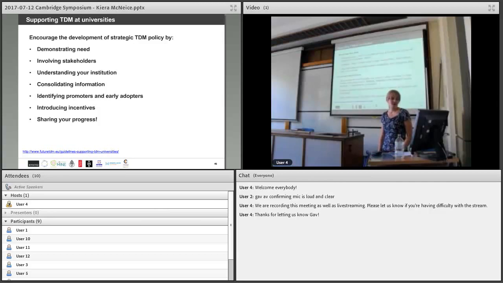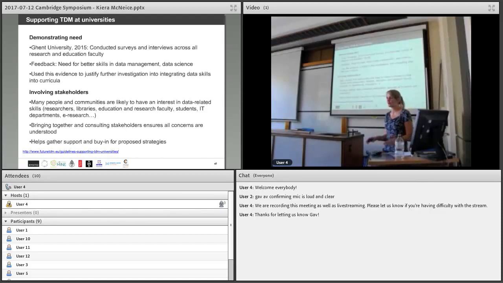But in terms of demonstrating the need for this sort of thing, Ghent University in Belgium a couple of years ago carried out a survey and a bunch of interviews all across their research and education faculties saying, what skills do we need to be focusing on supporting? What are we not currently doing? And one of the major things that came out of this was we need better data management, better data science skills across the board for all of our researchers.